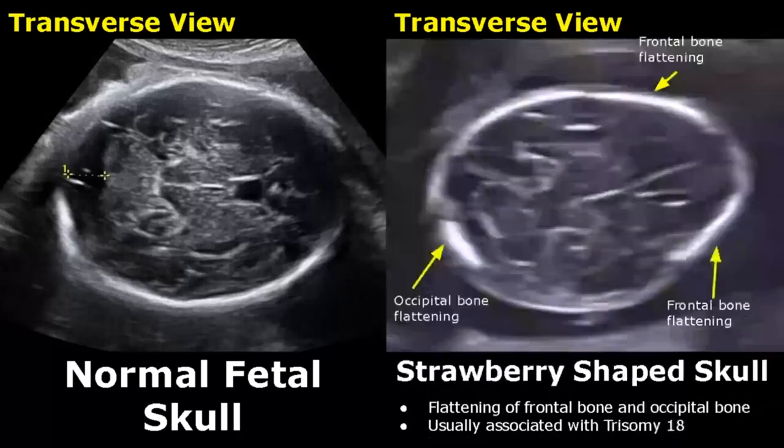In a strawberry-shaped skull, there is flattening of both the frontal bone and occipital bone. It is usually associated with trisomy 18.